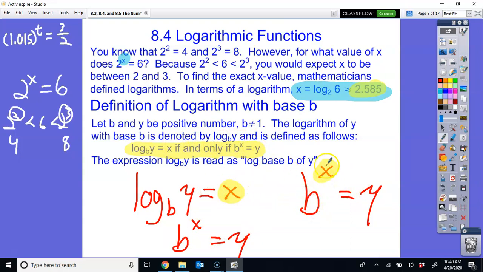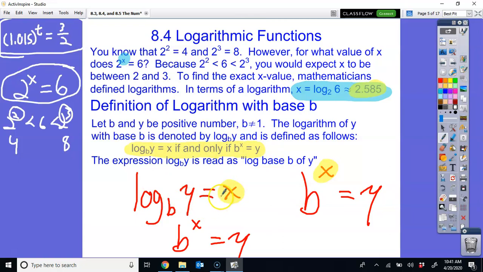If I know that b to the x power is equal to y, then I know that the log base b of y is x. And that's how we actually use it to solve equations that look like this guy over here or this guy right here. If I want to solve those equations, I can use the logarithm to find that missing exponent, because I can write it this way or I can write it this way.